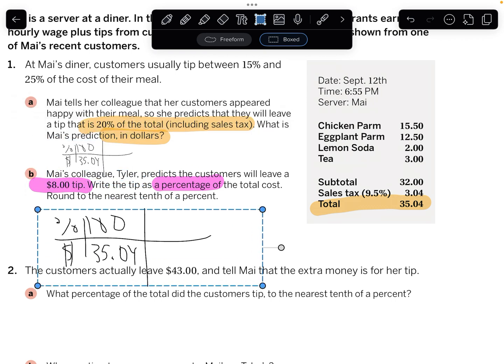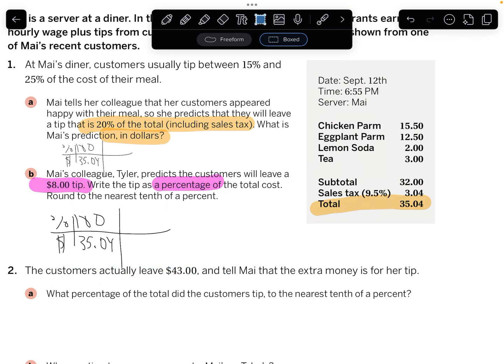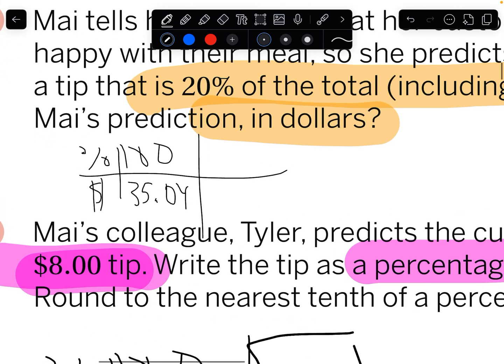So for Tyler, I don't know the percent. I want to find that percent. But what I do know is the tip. So he thinks it's going to be an $8 tip, and you need to figure out what percent that is. For Mai, let's use my orange, she thinks it will be a 20% tip, and you need to figure out how much money that would be.